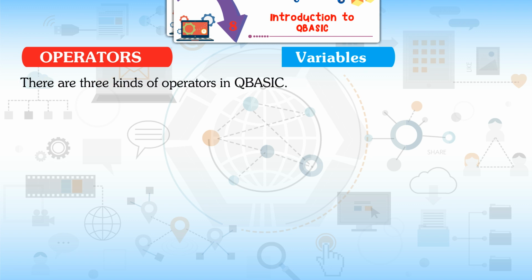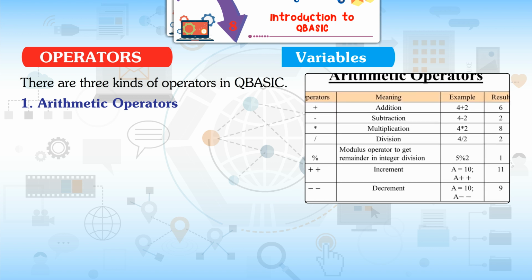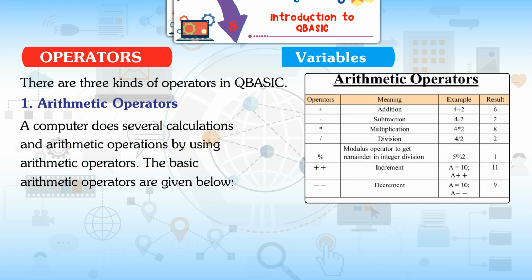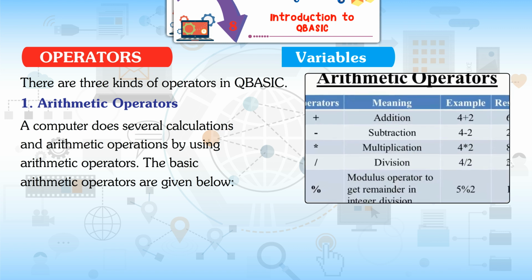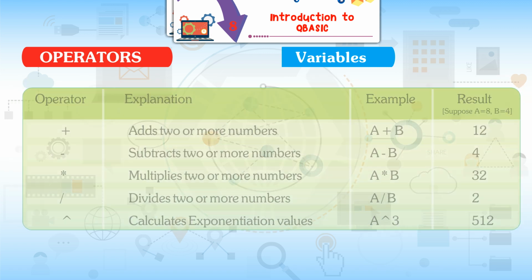Operators. There are three kinds of operators in QBASIC. 1. Arithmetic operators. A computer does several calculations and arithmetic operations by using arithmetic operators. The basic arithmetic operators are given below.